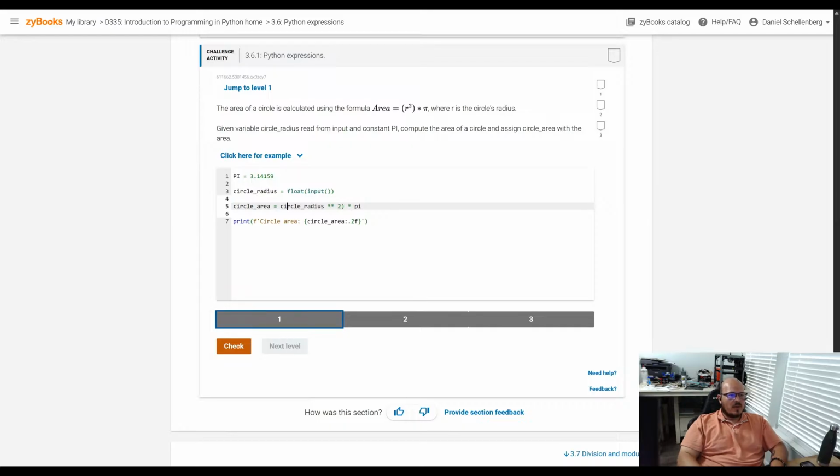And for good measure, I'm going to do this because here it says that area is equal to, and in parentheses it has R2. So here in parentheses, we're going to do the radius to the power of 2 and then times pi. And then this will print it out and it'll have 2 digits after the decimal point, right? So let's go ahead and check if I'm right.